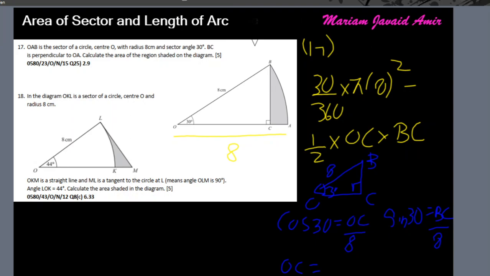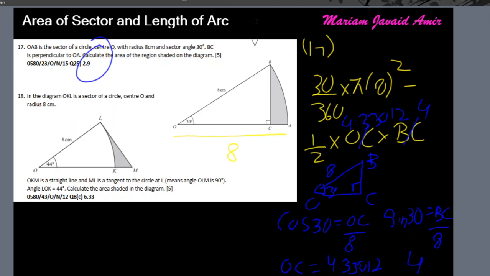which is 4.33012, and BC is 8 times sine 30, which is 4. So substitute 4 here and substitute 4.33012 here, and you should get this answer, 2.9.